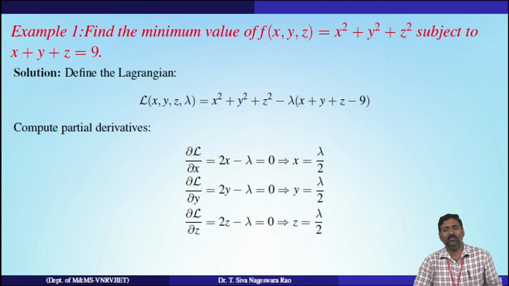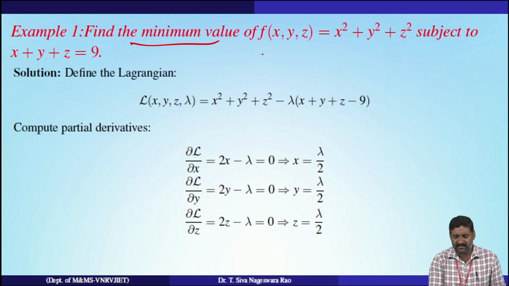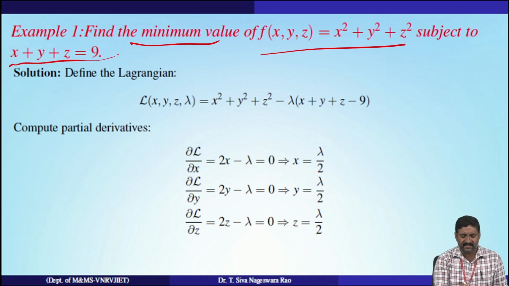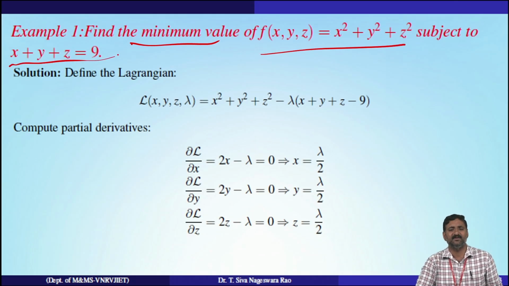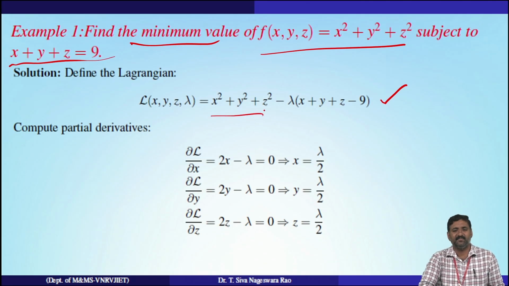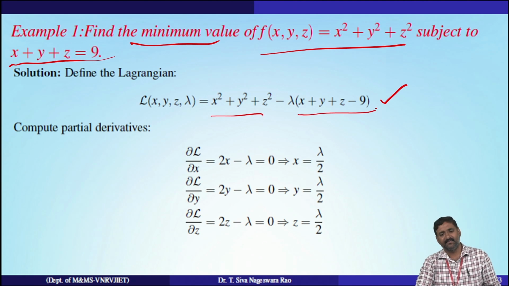Next we will see one example. Find the minimum value of the given function subject to the condition x plus y plus z is equal to 9. First of all, we will write the Lagrangian function. L of x comma y comma z comma lambda is equal to the function x square plus y square plus z square minus lambda multiplied by x plus y plus z minus 9.